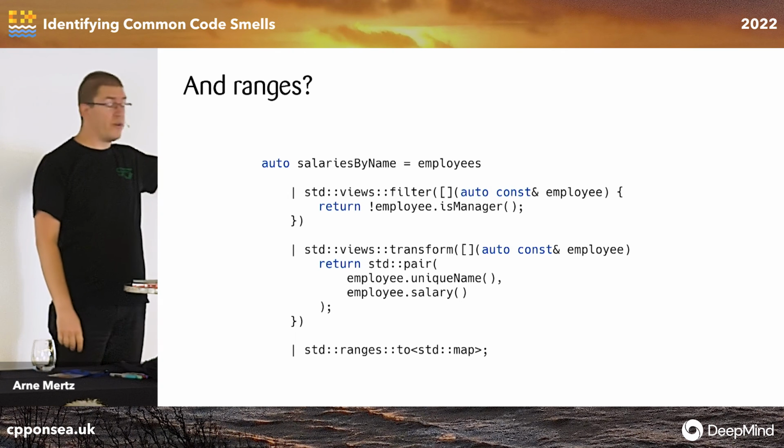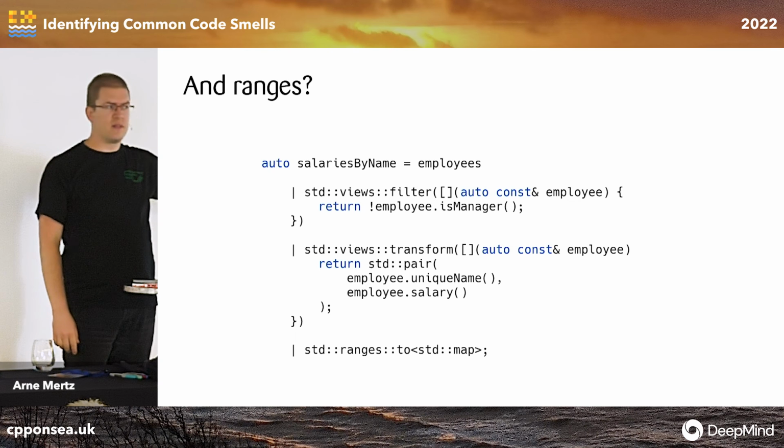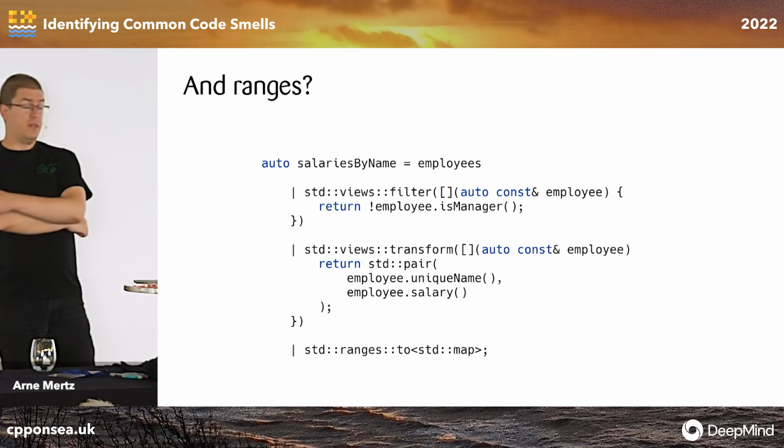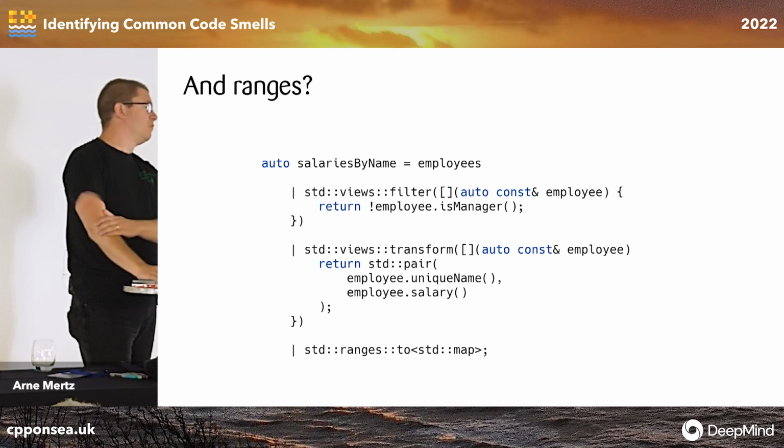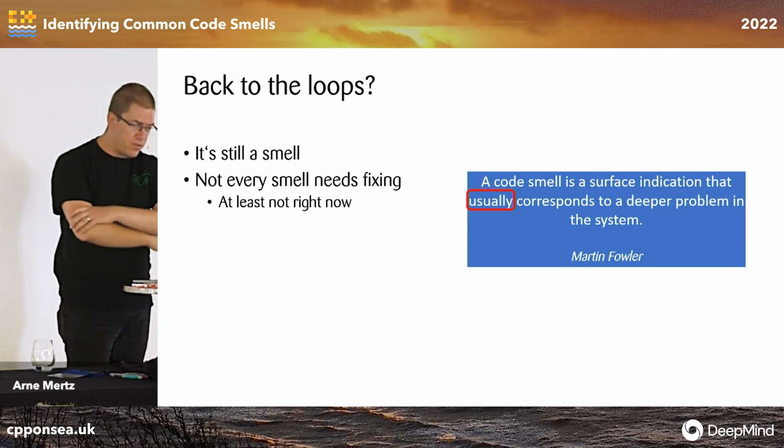And by the way, std::ranges::to<std::map> is something that comes, I think, with 26. No, it comes with 23. So we still don't have that, right? So, back to the for loops.